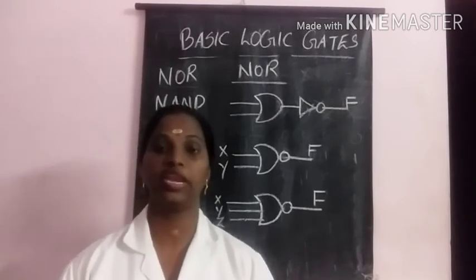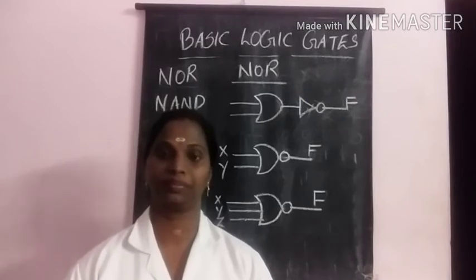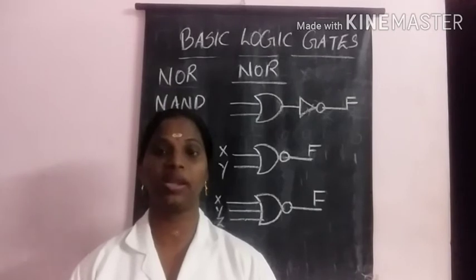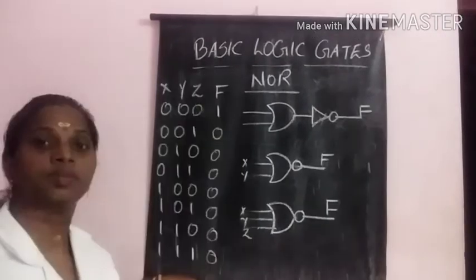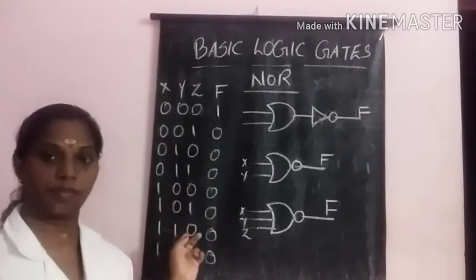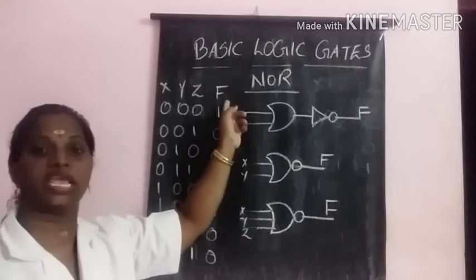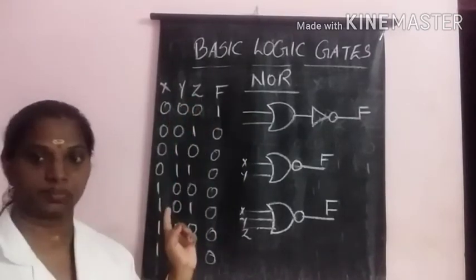So if any of the inputs is high, then the output will be low. In a NOR gate, the output will be high only when all the inputs are low. Clear? So this is the truth table, the truth table for 3 variables. F means F NOR, X NOR, Y NOR, Z.